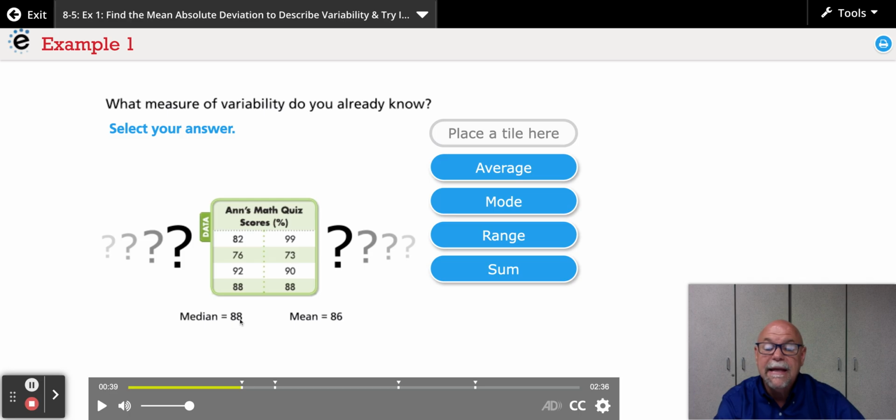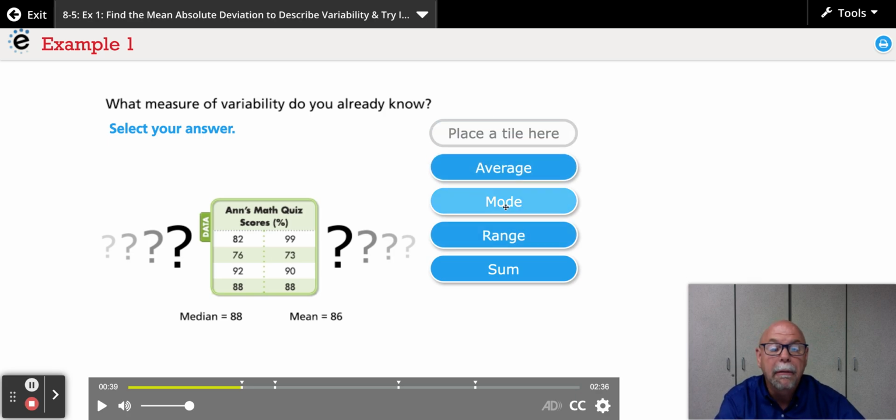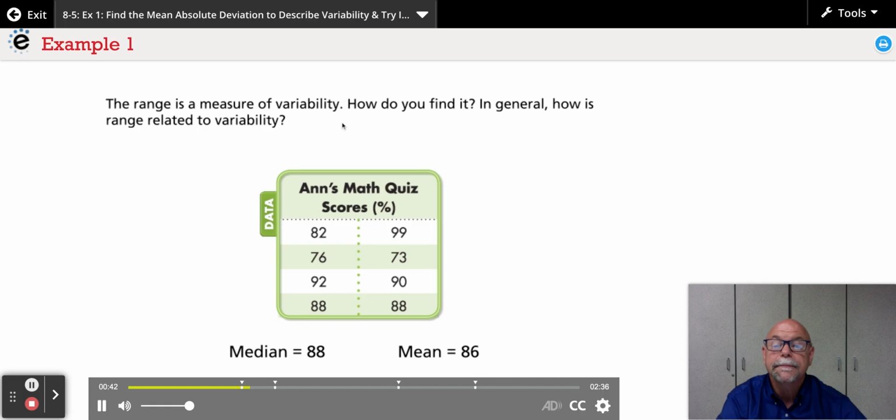So the median, the middle number in the set of data, is 88, and the mean is 86. So you can see those two are relatively close numbers, and they're both types of averages. So we know average, we know mode, we know range. The range is a measure of variability. How do you find it? In general, how is range related to variability?